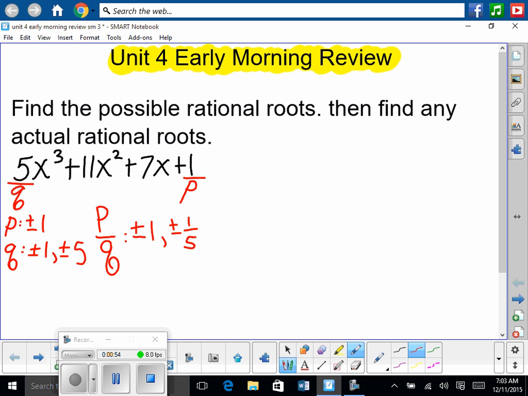Okay, so these are the possible rational zeros. So once again, if it crosses the x-axis and you have a zero that can be written as a fraction, it's one of these things. So we take our calculator.